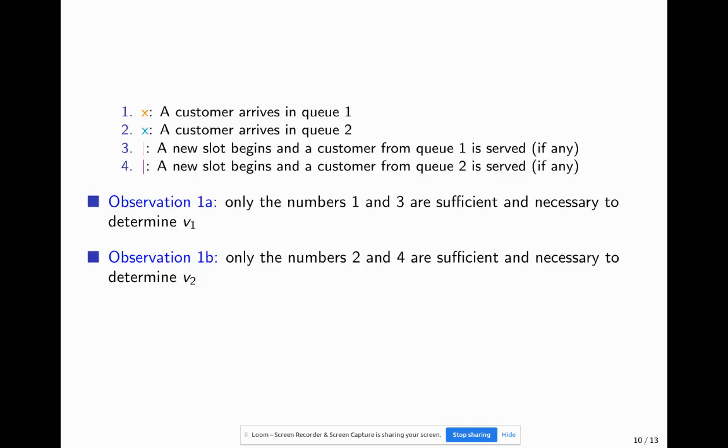The first observation is that only the numbers 1 and 3 are sufficient and necessary to determine V1, which is the system content in the first queue after such an event. I think this is clear. If you look at these 4 events, you only need 1 and 3, and it is also sufficient to determine V1. The same holds true for the second queue, where you only need 2 and 4, and it is also sufficient.